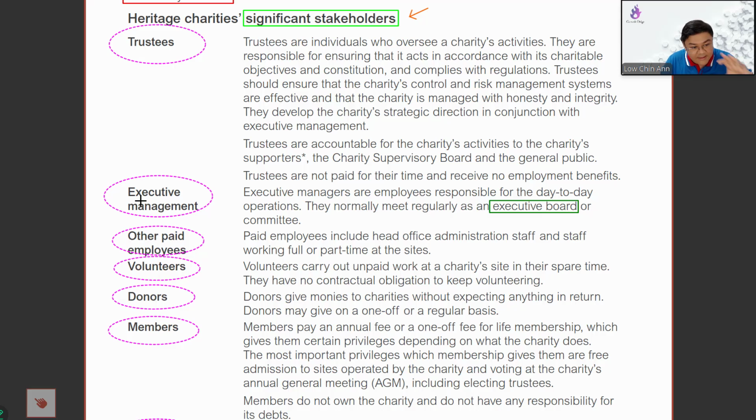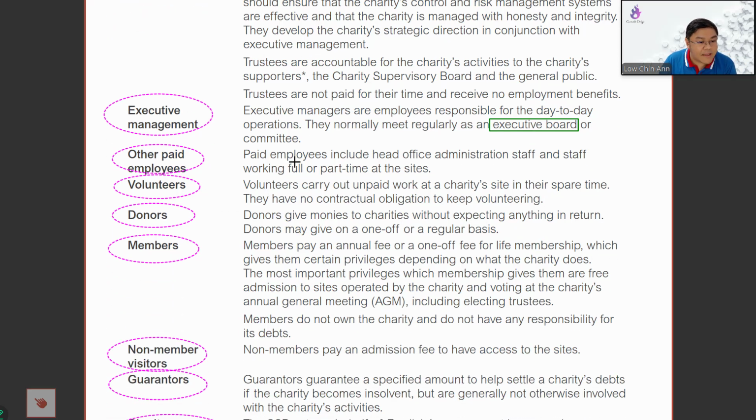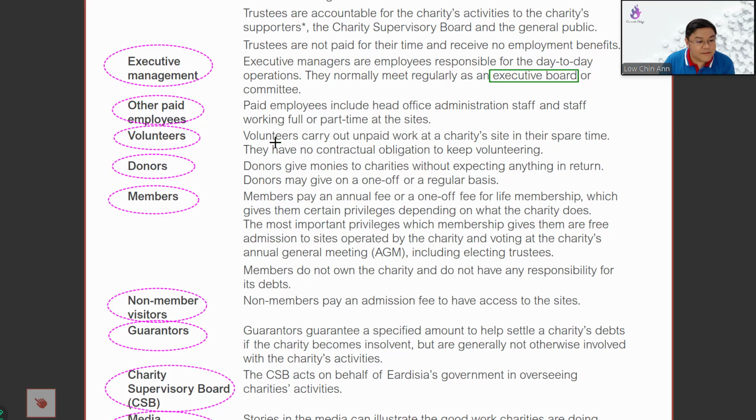The lower board is the executive board. So they have paid employees, including head office administrative staff and staff working full-time, part-time at the site. Volunteers carry out unpaid work at the site in their spare time, and they have no contractual obligation to keep volunteering.